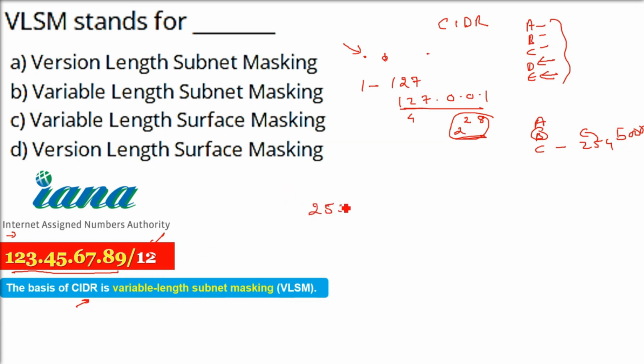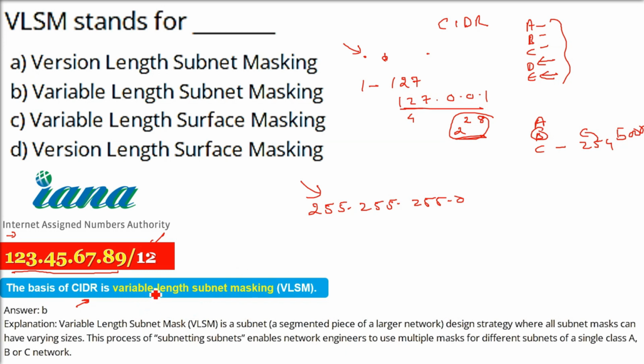VLSM full form, variable length subnet masking. So in class C, for example, we have a fixed subnet mask. But in CIDR, we don't need that fixed subnet masking. This is variable length subnet masking, VLSM. So I hope you got the idea. VLSM is the basis of CIDR because the subnet mask, which is fixed for class A, B, C, is not fixed here. It is variable length. And please remember, class D and class E don't have any subnet mask, so we will not talk about that.